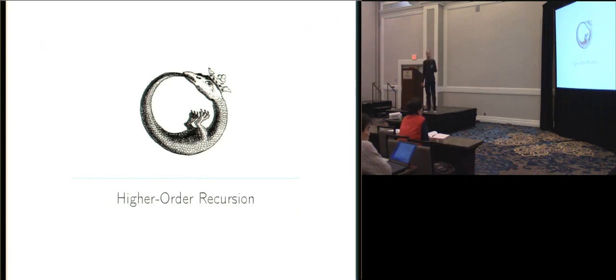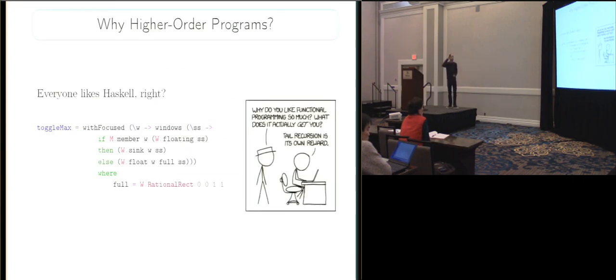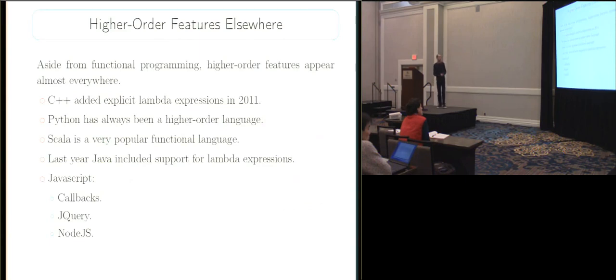I thought I'd say a bit about higher-order programs to start off with. So first of all, why are we interested in higher-order programs? If you're someone like me, it's not even a question. You're like, of course they're interesting. But if you're not like me, you might want a bit more convincing. So I started looking at recent trends in programming. Higher-order features are showing up more and more in programming practice.